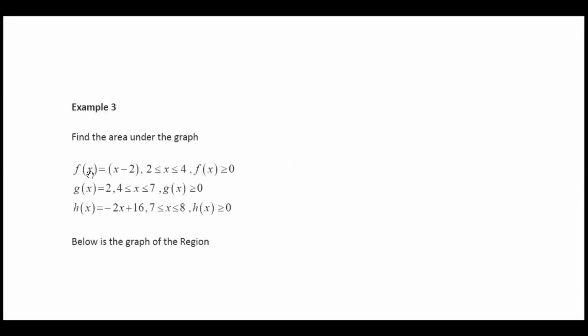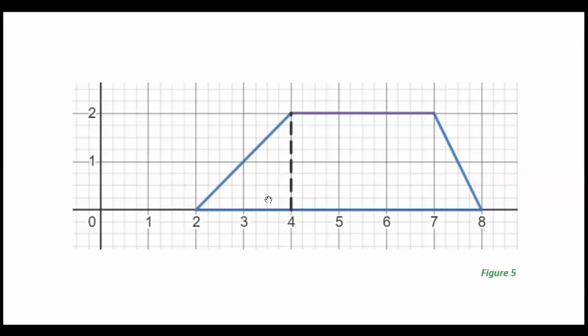Now let's take this region. It's a little more complicated. f of x is x minus 2 from 2 to 4. It's positive. And g of x is just 2 from 4 to 7. And h of x is negative 2x plus 16 from 7 to 8. Here's the graph.